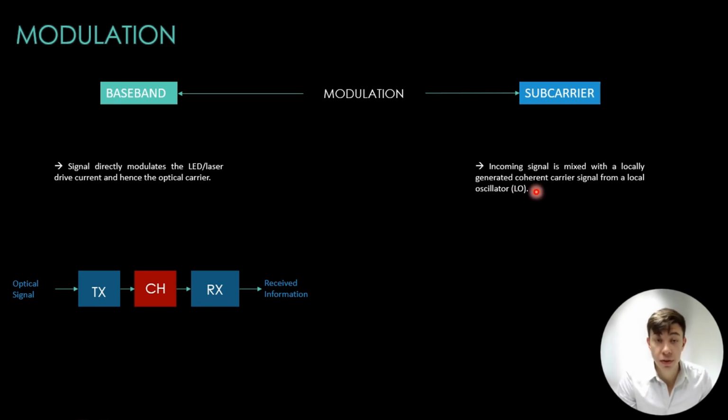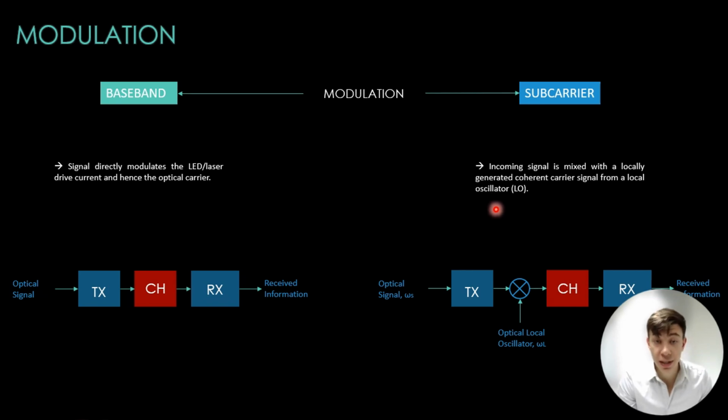While on the other hand, subcarrier modulation offers a more sophisticated approach. The incoming signal is first mixed with a locally generated coherent carrier signal from a local oscillator. This creates a modulated subcarrier, which then modulates the optical carrier.